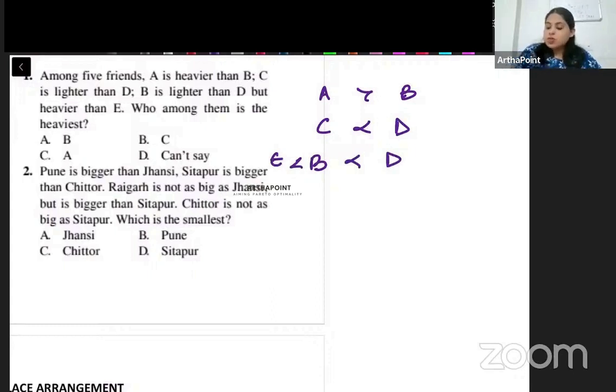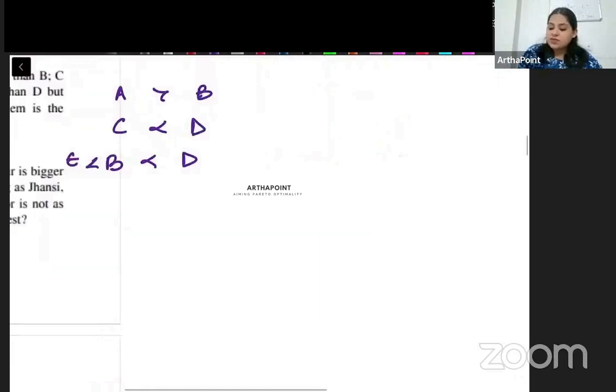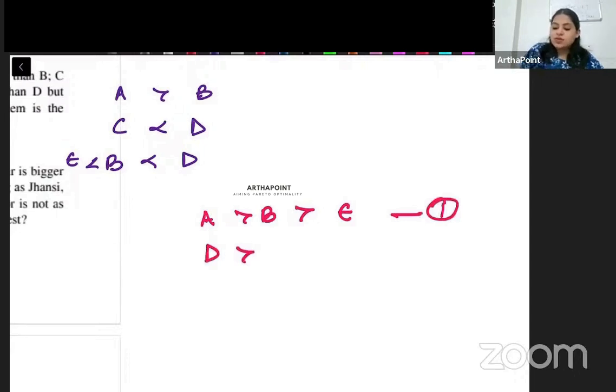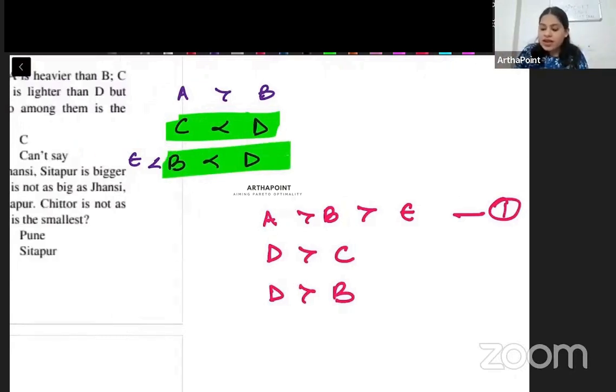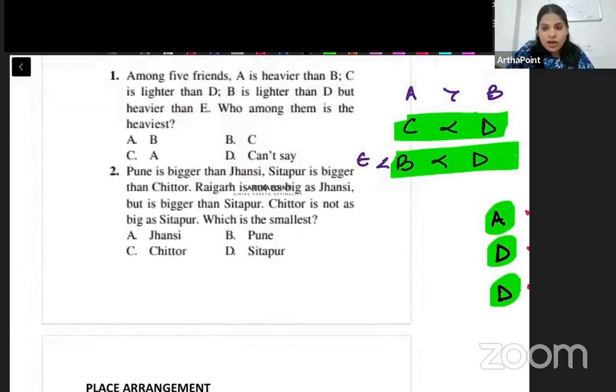So beta, I know that A is heavier than B, and B is heavier than E. This is the first relation I know. I know D is heavier than C also, and D is heavier than B also. So beta, I still don't know the relationship between A and D, whether A is heavier or D is heavier. Therefore, I cannot say between A and D who is going to be the heavier one. So the answer will be D. We can't say about it.